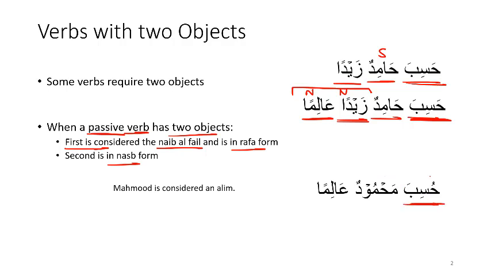So husiba is clearly passive. We know that because of the dhamma over here. Husiba Mahmudun aliman. This translation would be Mahmud is considered an alim. Since this is passive, the subject is removed. Mahmudun is an object, but it's a naib al-fa'il. That's why it's in rafa form. And then the second object is in nasab form. So again, the translation is Mahmud is considered an alim.